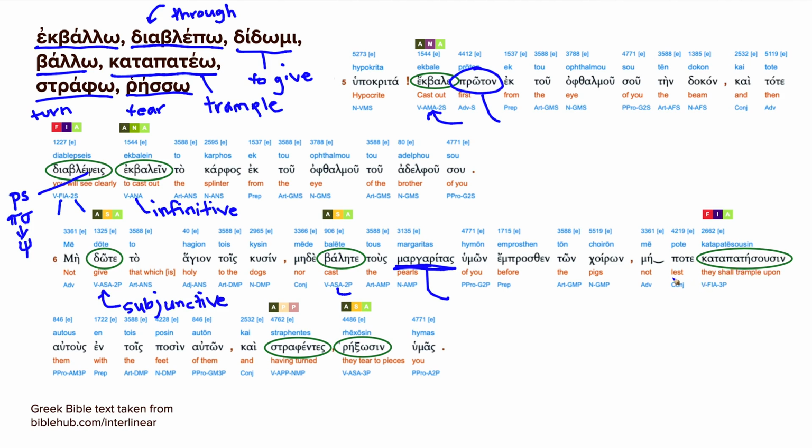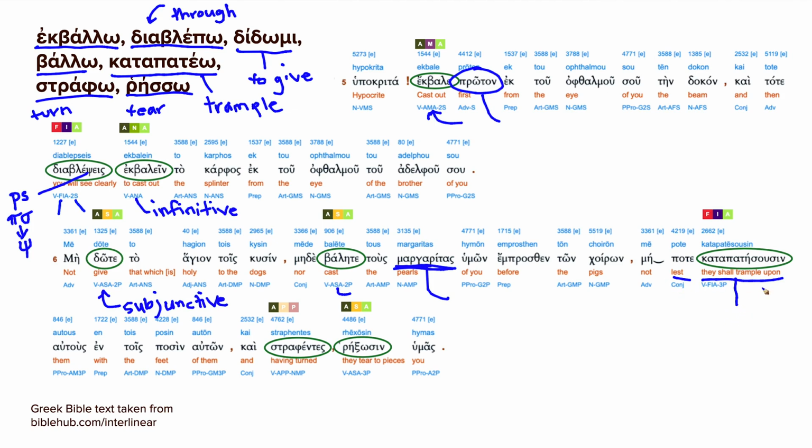And then lest, interesting, they trample upon. This word is kind of an indication that you would use a subjunctive or something in the future. So Jesus is making this clear that they will trample on it. If you give something holy to pigs, they're not going to appreciate it. They will trample on it.